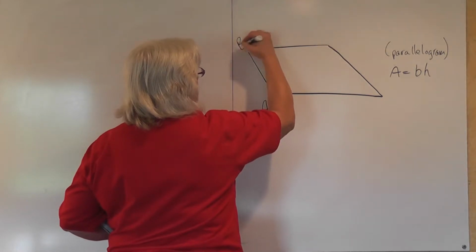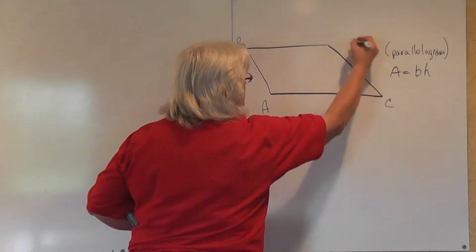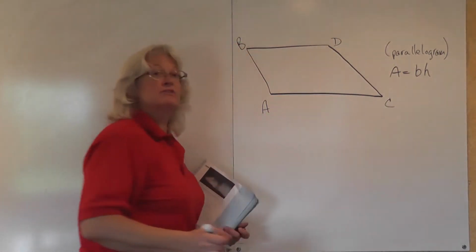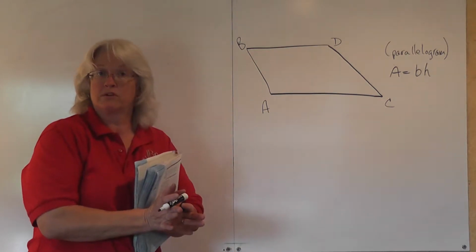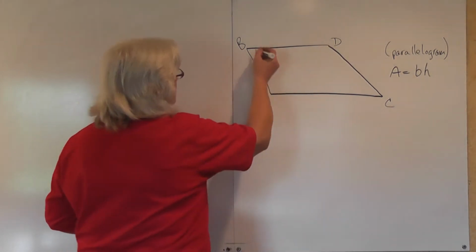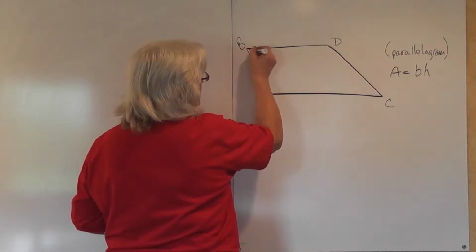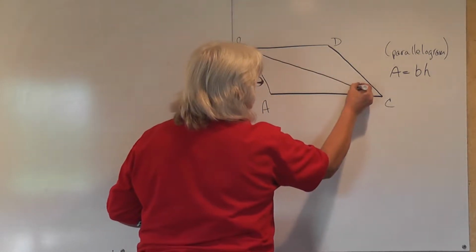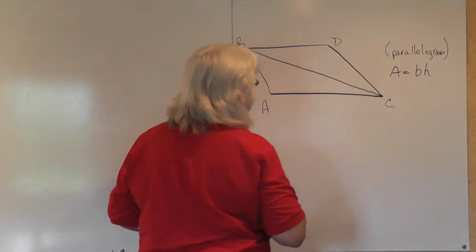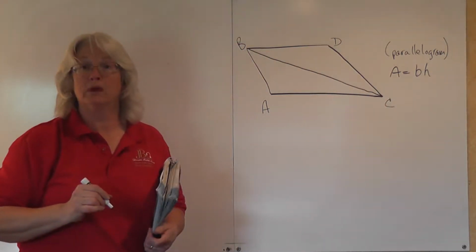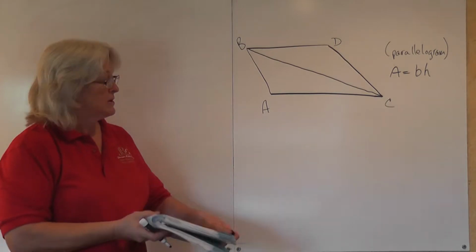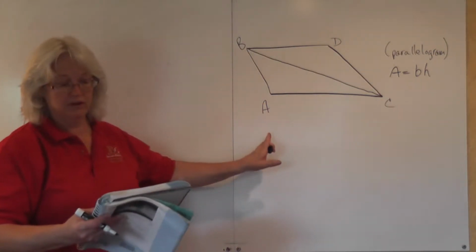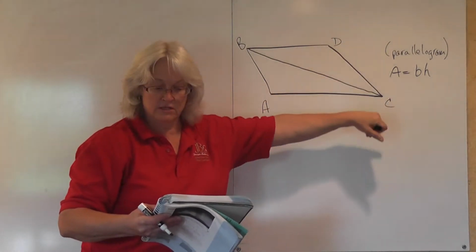A, B, C, D, and these letters here represent the vertexes or the vertices. And we're going to draw our triangle, divide our parallelogram into 2 triangles by drawing a line from point B to point C. So we have 2 very clear and distinct triangles.